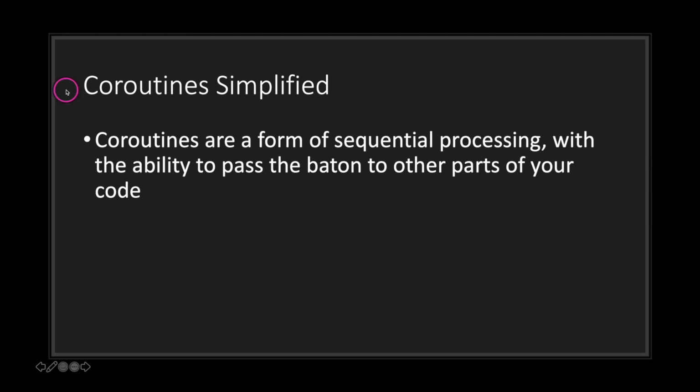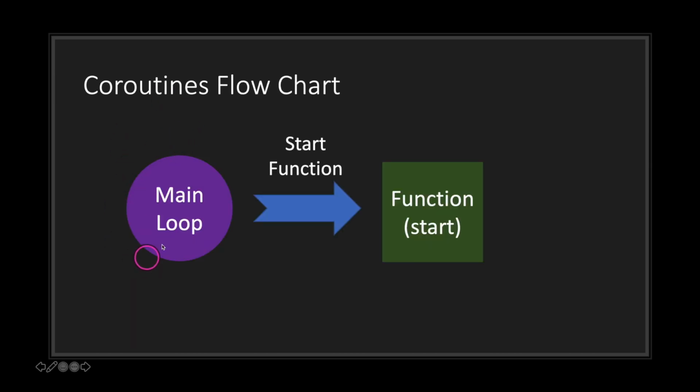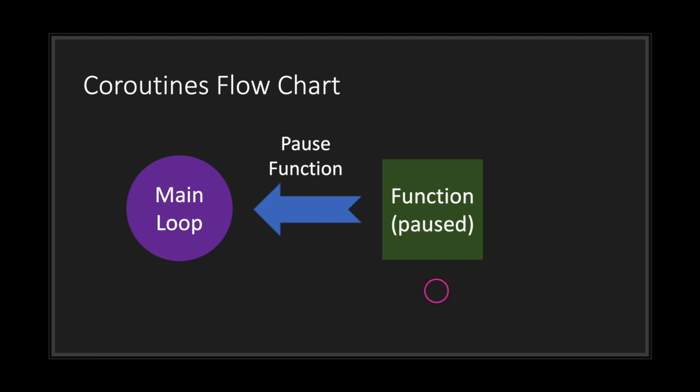So now that we understand what sequential processing is, a coroutine is just a form of sequential processing, but it adds the ability to pause and resume. You can think of that as basically passing a baton to other parts of your code. So consider this is your code, the main loop. Imagine your code is running and running and running until it starts to call a function. So we go ahead and we start our function. Well, next in our function, we do have the ability to pause it. We don't have to finish all the code like our sequential processing example showed.